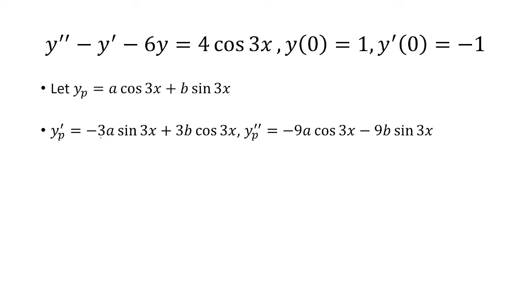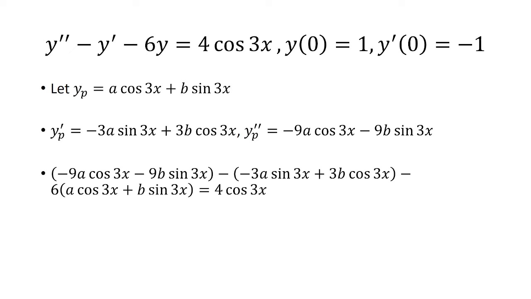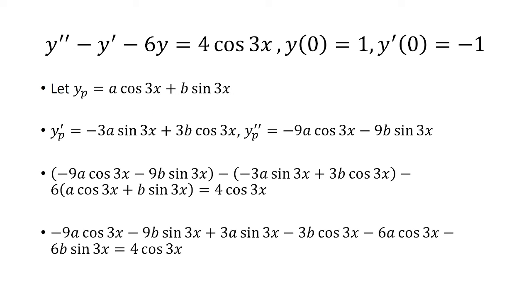So the first derivative is negative 3a times sine 3x plus 3b times cosine 3x. And the second derivative is negative 9a cosine 3x minus 9b sine 3x. So now we just plug it into the differential equation and set it equal to 4 cosine 3x. Now we're going to distribute the negative here, and then the negative 6 gets distributed. So we end up with this.